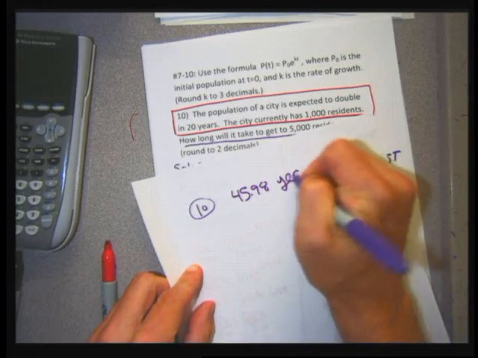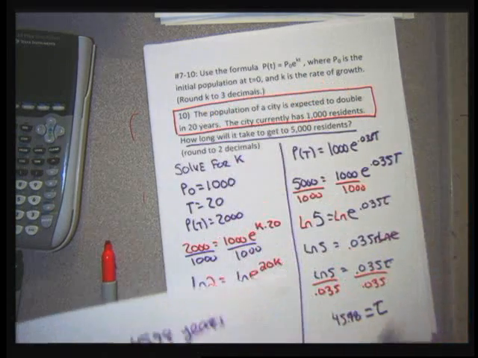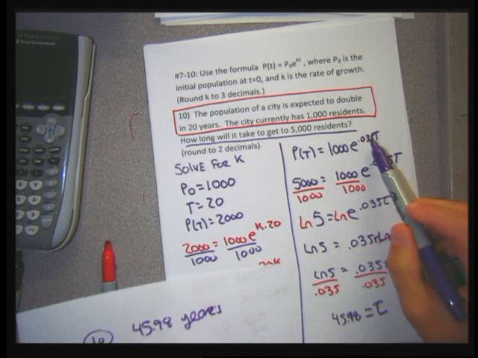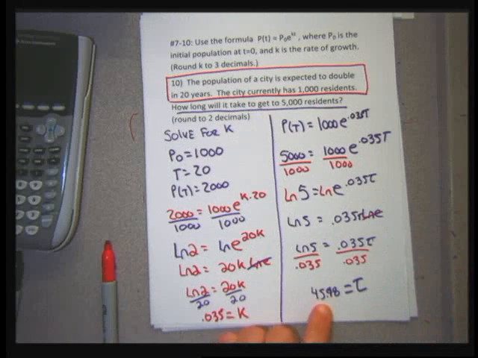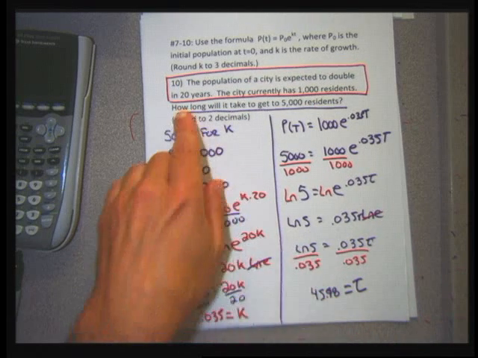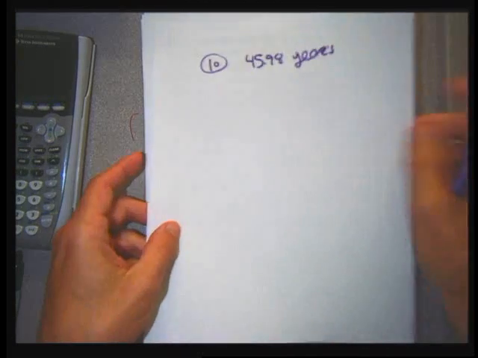45.98 years. And even though I had to do all this computation to get a value for k to plug in the formula, that value doesn't go in my answer. The only thing that goes in my answer is the final t, because that's the only question, is how long will it take to get to 5,000 residents. It's 45.98 years.